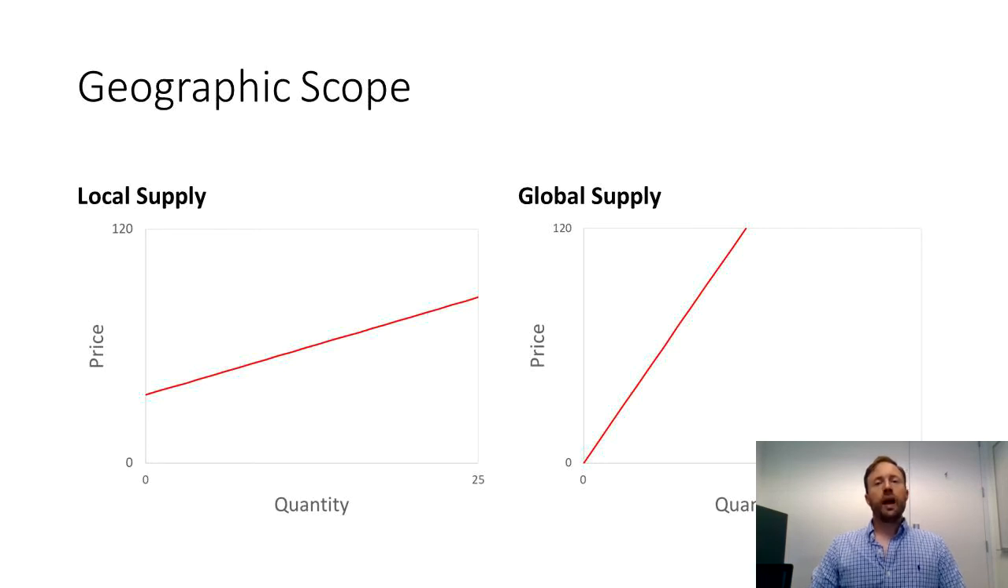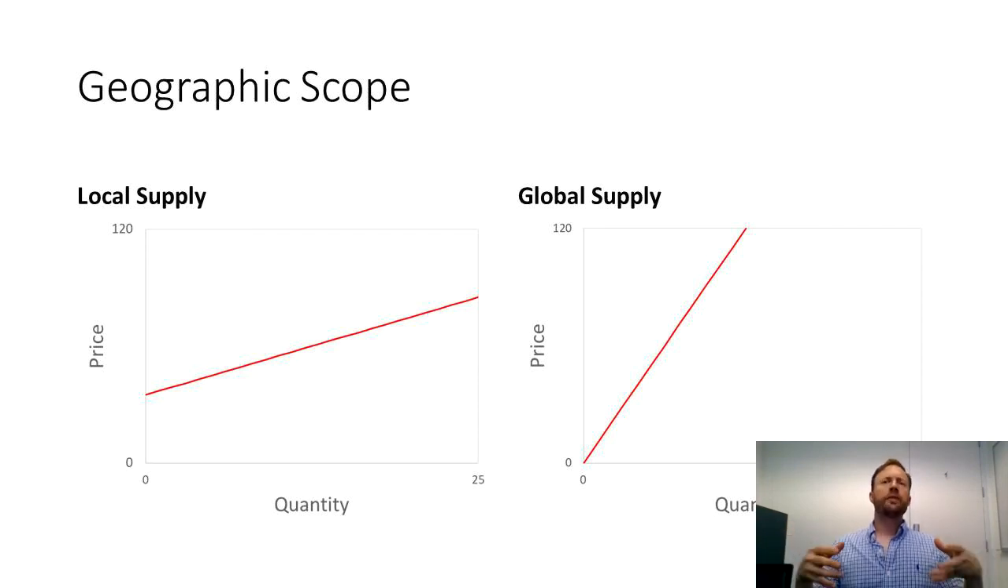Next, you've got the geographic scope to which the supply curve refers. So local supply curves are going to be flatter. They're more elastic. Global supply curves will be relatively steep and inelastic. Why would that be the case?